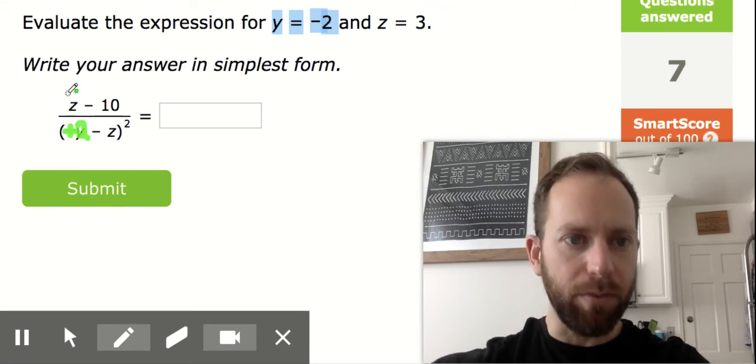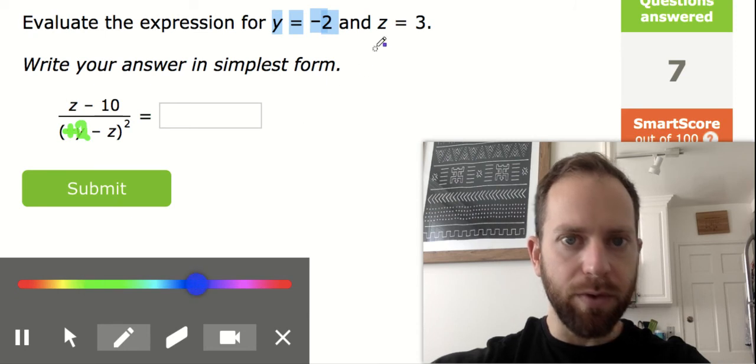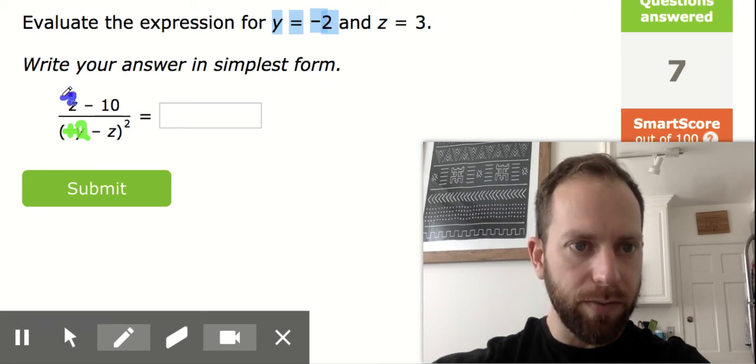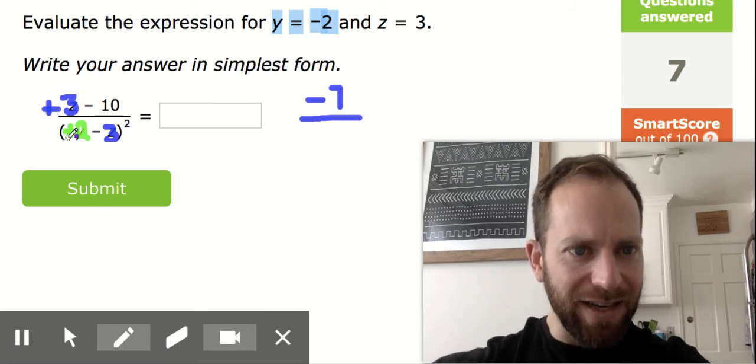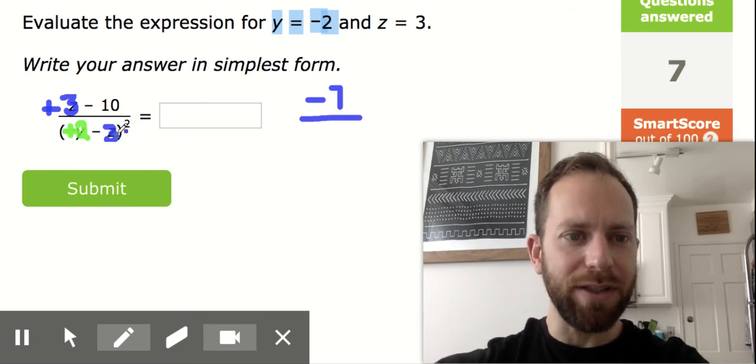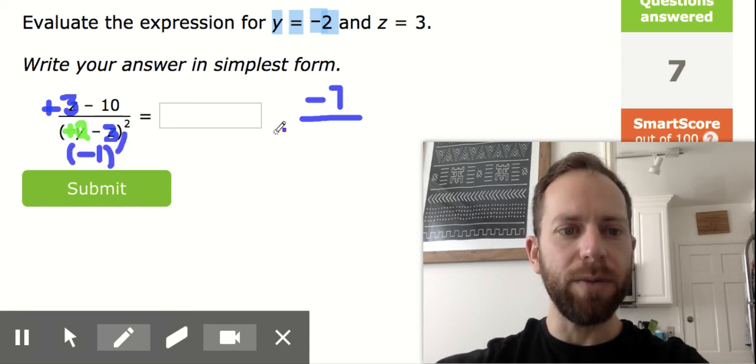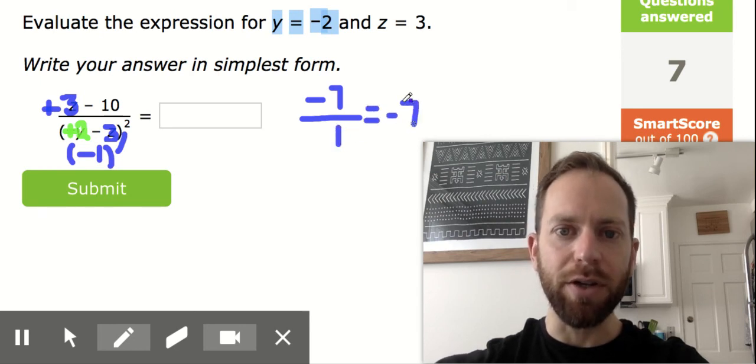And then z, I'm putting in a 3. So if I see z, I'm going to put in a 3. And here, 2. Okay. So on top, it's just 3 minus 10. Since this is a positive 3 and a negative 10, on top I'll have negative 7. And then on bottom, let's see, negative 2 plus 3 squared. Since this is in parentheses and there is something to do, I have to do it first. So it is positive 2 minus 3. It's negative 1. So really what I'm doing on bottom is negative 1 squared, right? Negative 1 times itself, well, that's just positive 1. And when you're dividing by 1, you're not really changing the numerator. It's just negative 7.